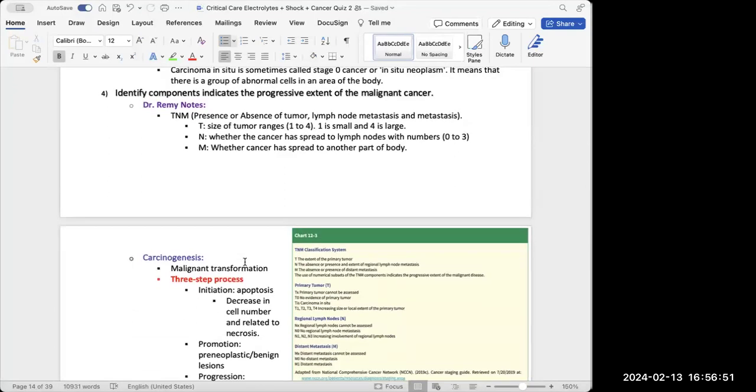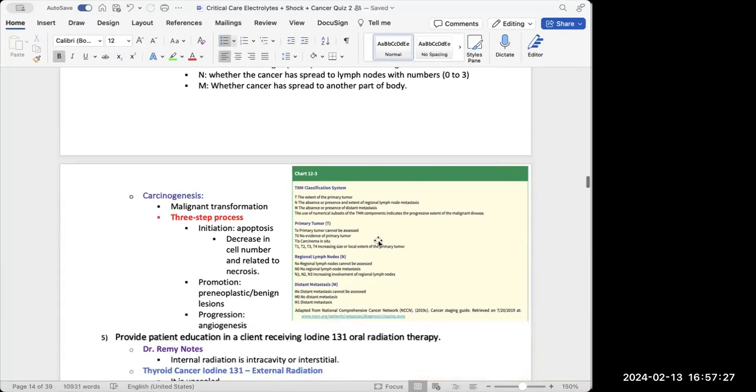And that kind of goes into the next thing. Identify components that indicate the progressive extent of malignant cancer. And she mentioned this, TNM. I think the question might relate to, if you see a question on T0, N0, what does that mean sort of thing. I've seen a few questions like that on CoursePoint, but TNM means T stands for the presence or absence of a tumor, the N is the presence or absence of lymph node metastasis, and the M is for distant metastasis, presence or absence of that.